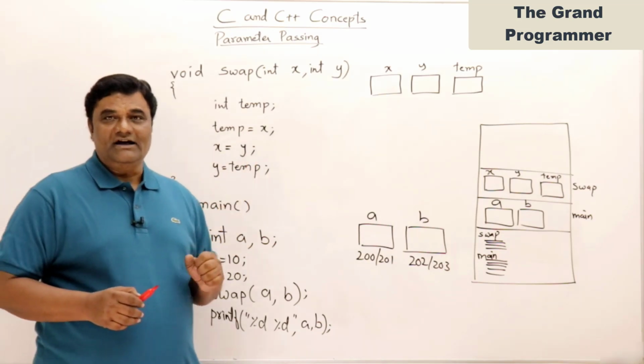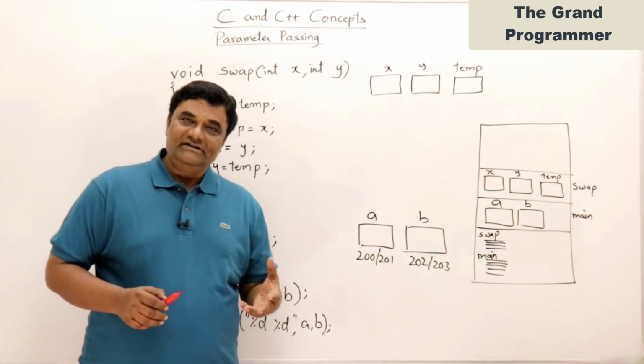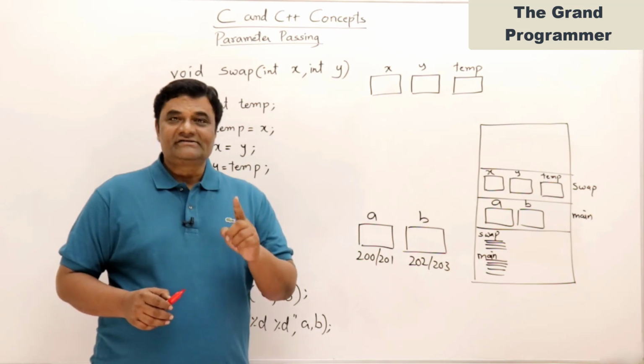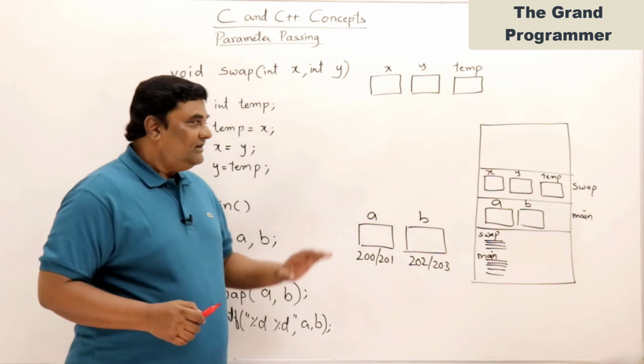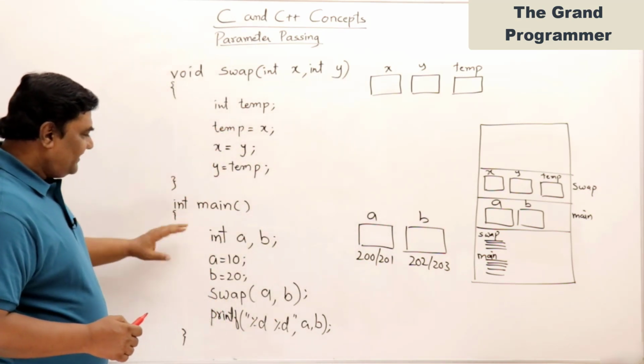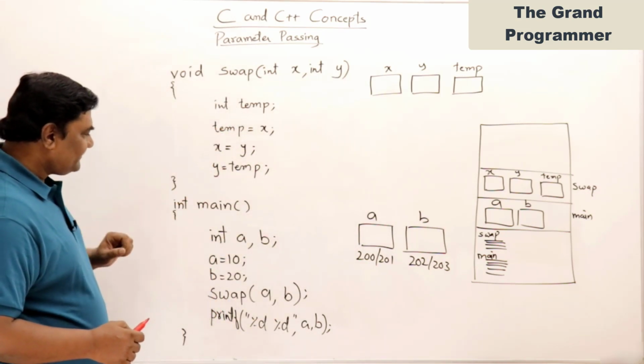I have a function for swap. So let us understand all these 3 methods. So first is pass by value or call by value. This example is based on call by value. Let me explain you the example first of all.